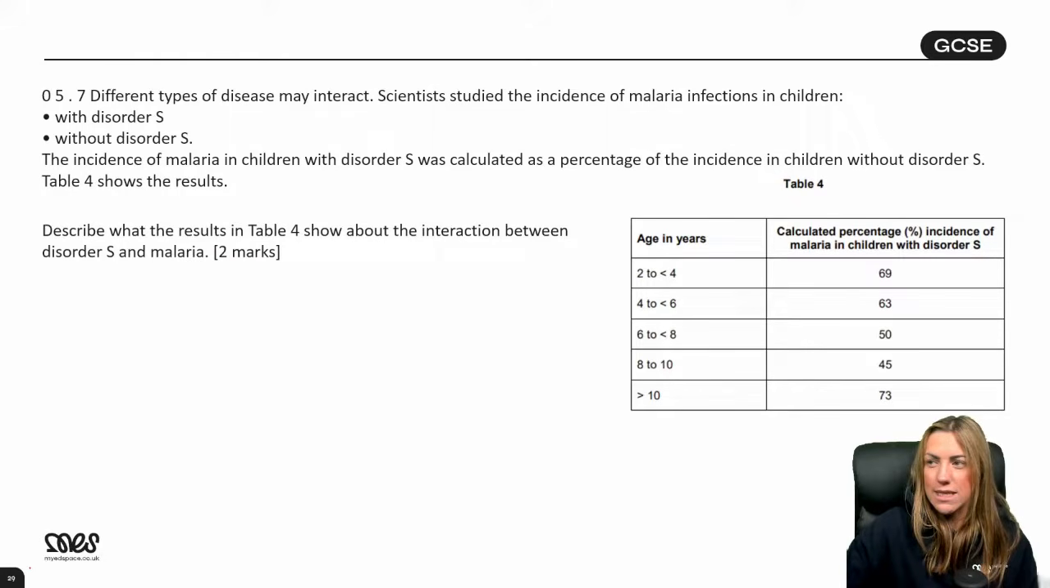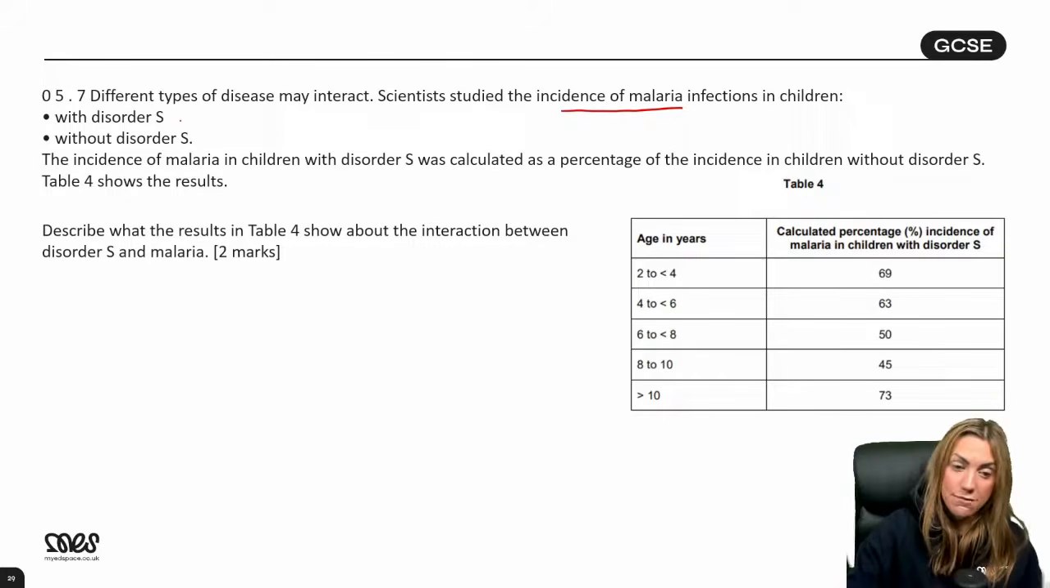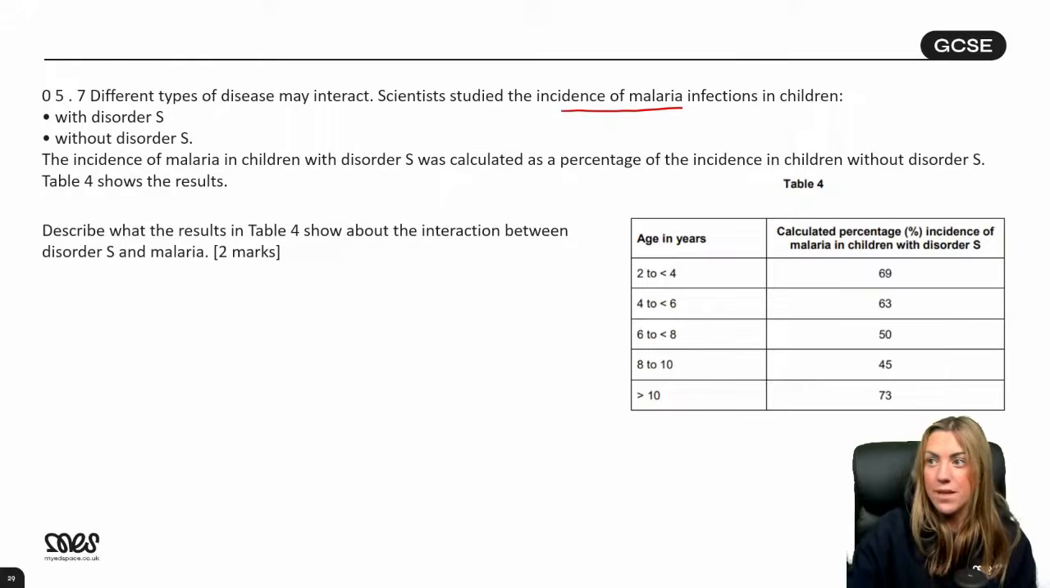Okay, different types of disease may interact. So scientists studied the incidence of malaria infections in children with disorder S and without disorder S. So we're looking at the number of cases of malaria in children with a different disease or without the different disease. The incidence of malaria in children with disorder S was calculated as a percentage of the incidence in children without disorder S. And table 4 shows the results. Describe what the results in table 4 show about the interaction between disorder S and malaria.